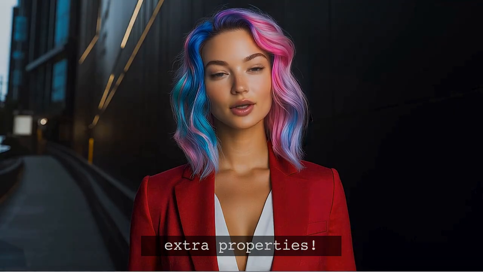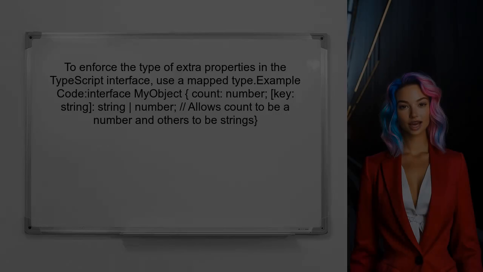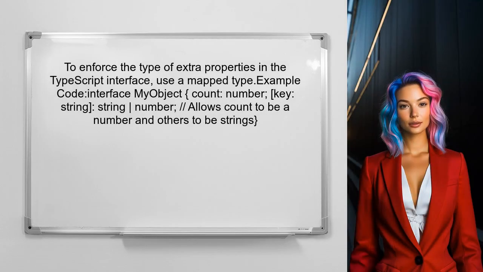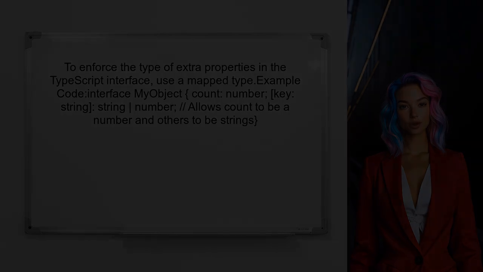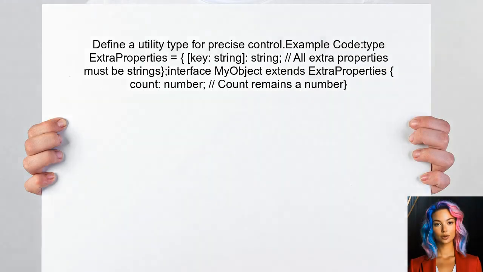in your TypeScript interfaces. To enforce the type of extra properties in the TypeScript interface, the user can use a mapped type. This allows for more precise control over the types of additional properties. Next, the user can define a utility type that ensures all additional properties are strings while keeping the count property as a number. This can be achieved using an intersection type.